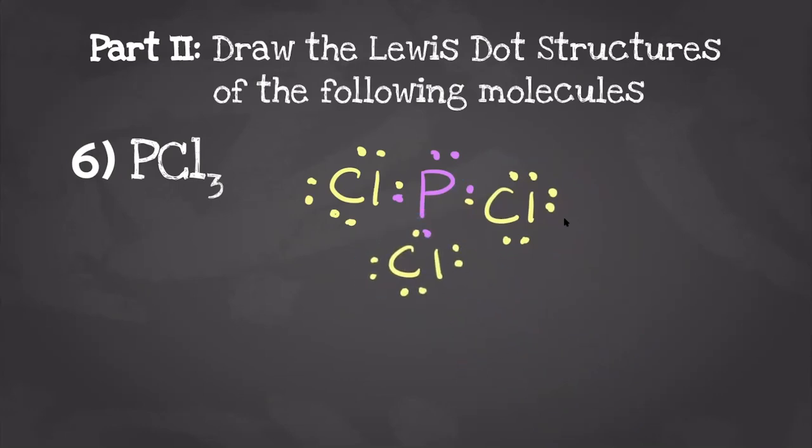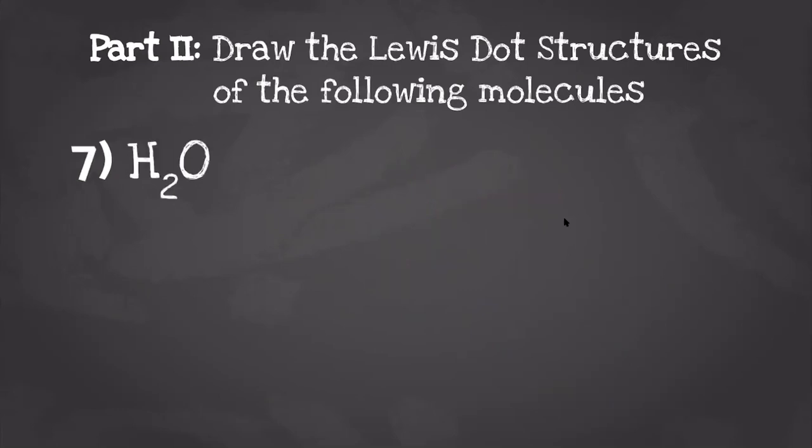And that is our dot structure for phosphorus trichloride. Here we have H2O, water. Hydrogen is going to have 1 valence electron. There's 2 of them. And oxygen is going to have 6. 1, 2, 3, 4, 5, 6. And now we just move our puzzle pieces. And that's our dot structure.